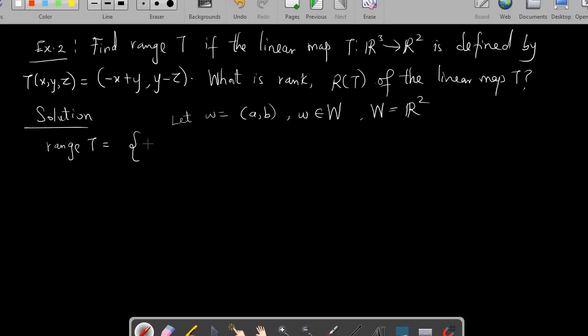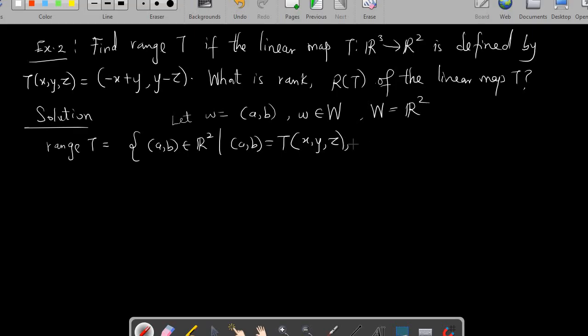Okay, so now you have from here that your a comma b is an element of R2 such that a comma b equals T of what? You look at your domain. Your domain is x comma y comma z.